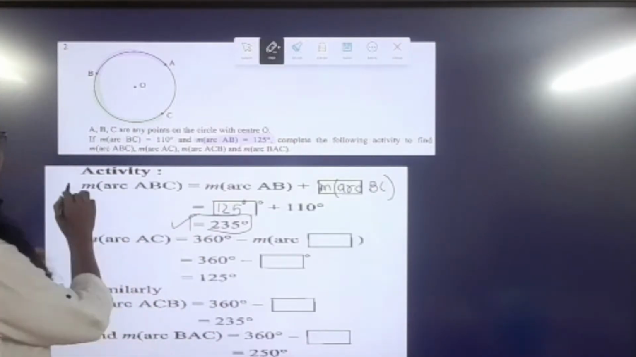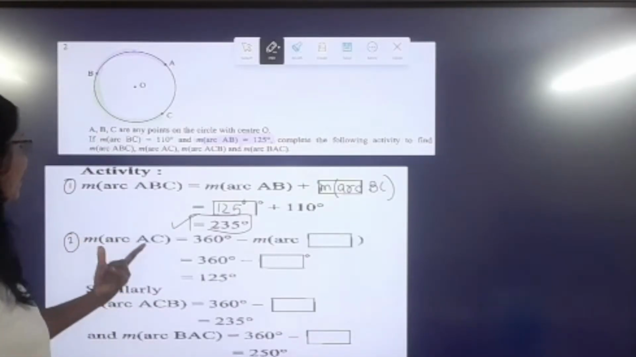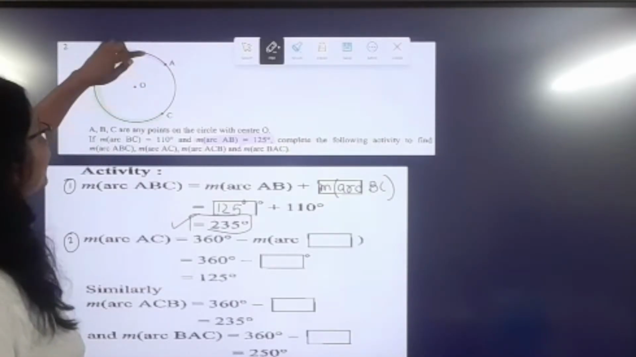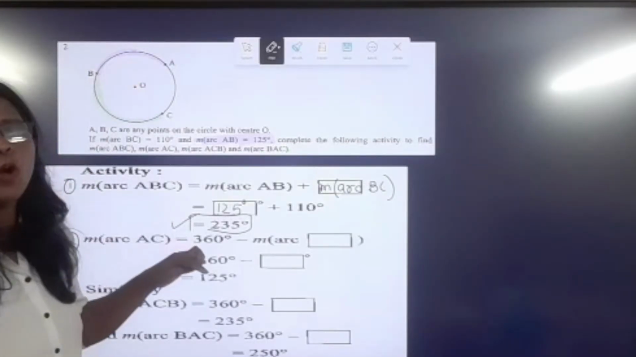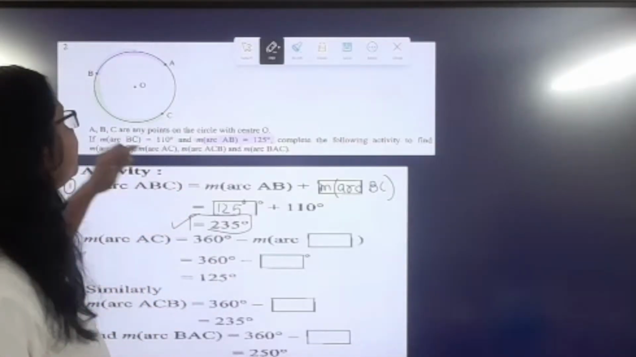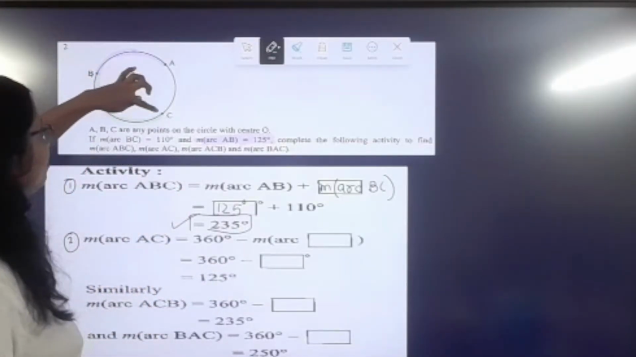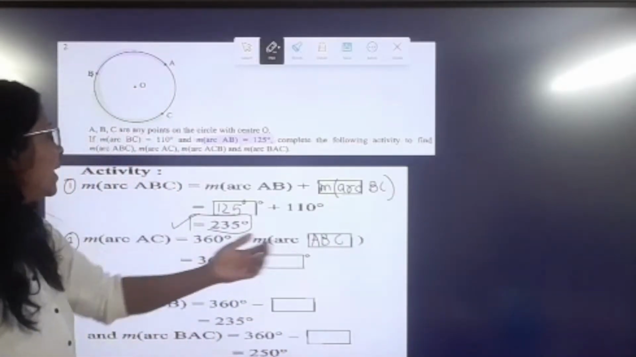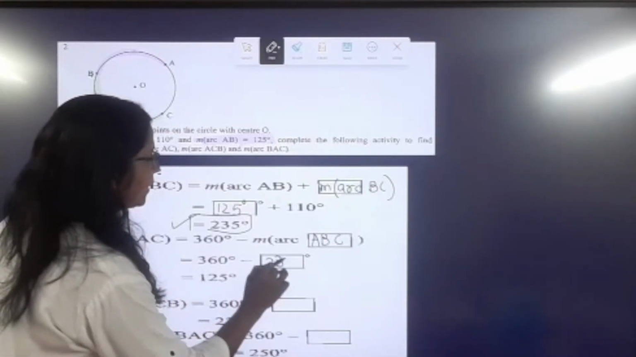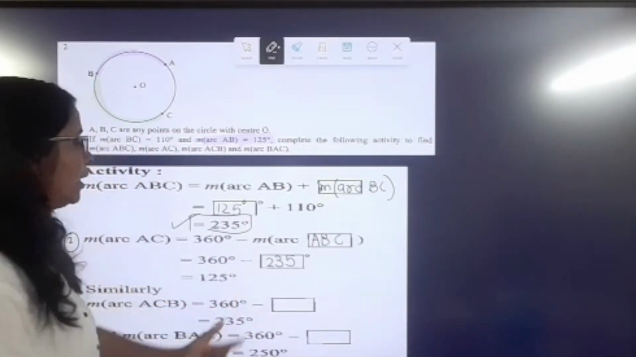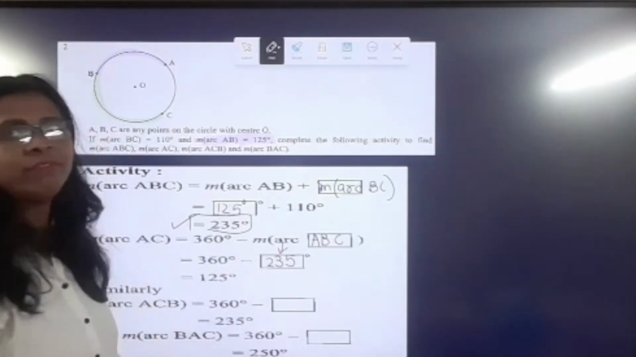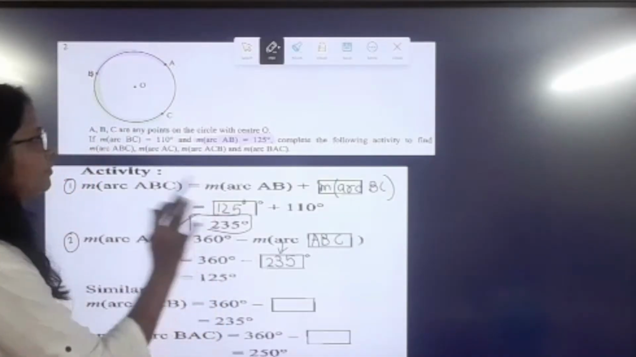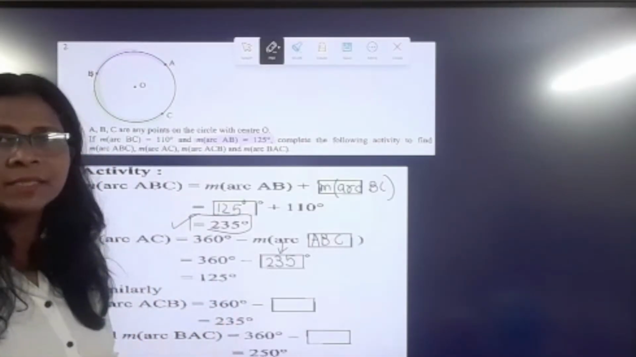Then the first part is over. The second part, major arc AC. How can we calculate major arc AC? That is the whole circle minus the major arc ABC. We calculated major arc ABC, and that is 235. So in this box I write major arc ABC as 235. So 360 minus 235 is equal to 125. So the second part is covered.